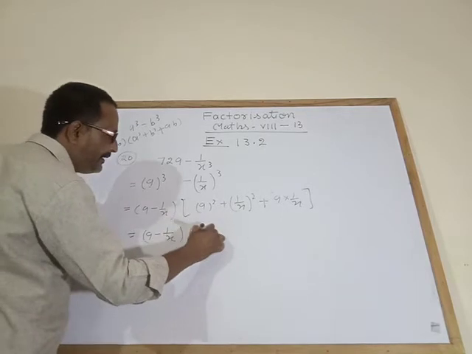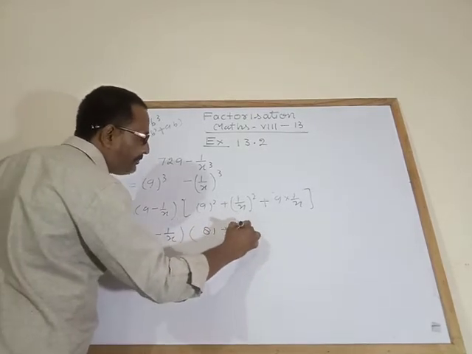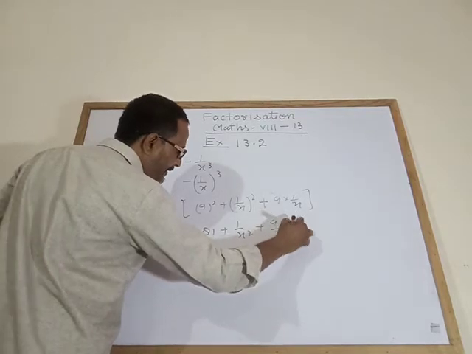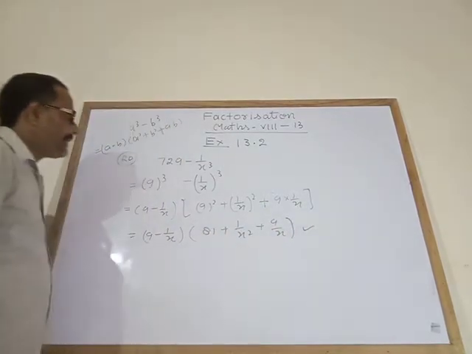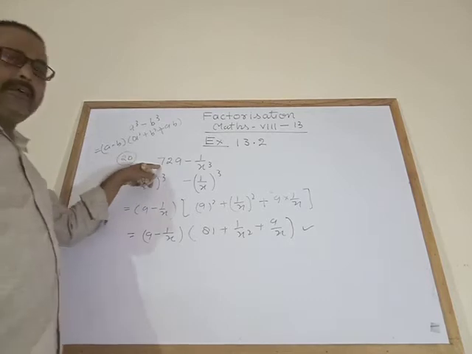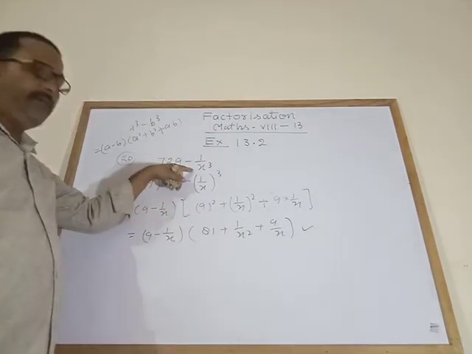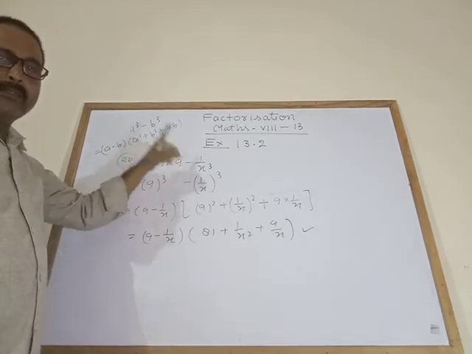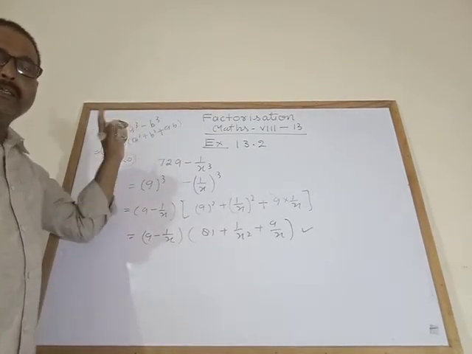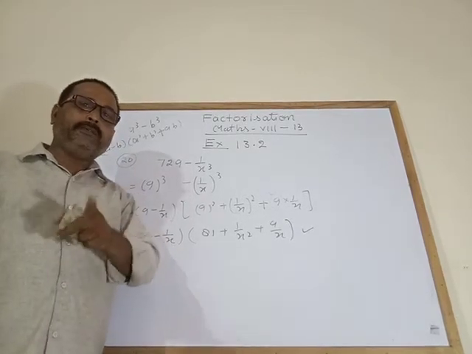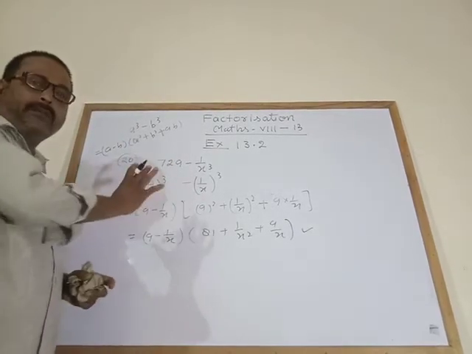Now one more line: 9 minus 1 upon x, then 81 plus 1 upon x square plus 9 upon x. This is your result of factorization of 729 minus 1 upon x cube. a cube minus b cube, (a minus b), in other bracket a square plus b square plus ab. I am going to apply only this formula.